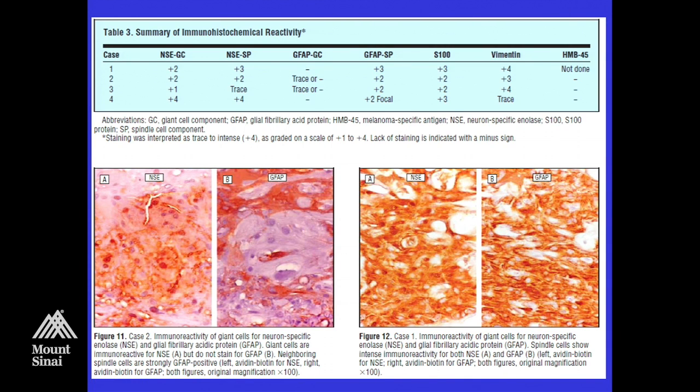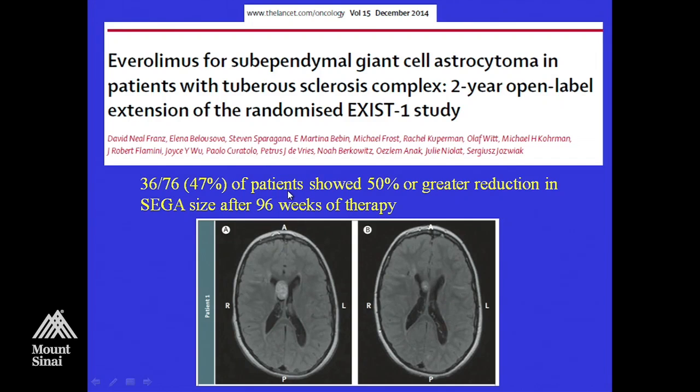Again, another parallel to SEGAs, this is still pictures from Dr. Eagle's paper, is the fact that while we're calling them astrocytomas, they express both glial and neuronal markers. So these large giant cells have essentially a biphenotypic expression of glial markers such as GFAP and neuronal markers, in this case NSE. Dr. Eagle had noted that some of the giant cells in his tumors express neuronal but not glial markers.